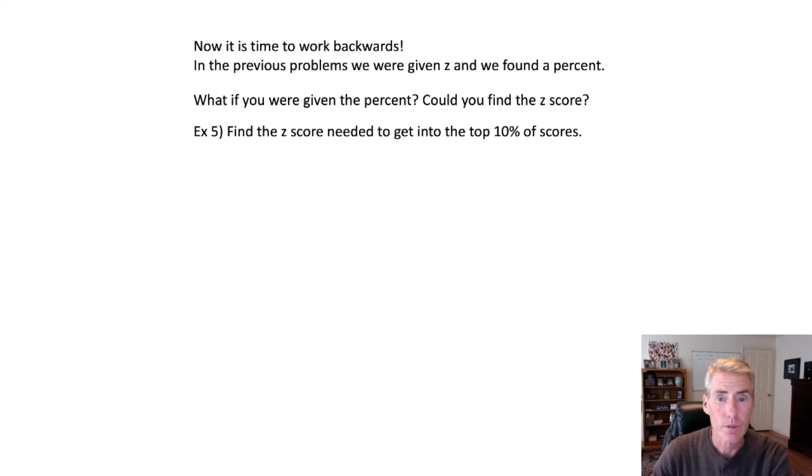So find the z-score needed to get in the top 10% of scores. So again, it's helpful to draw a picture. So I started with this 0.10 right here. That's the top 10%. And then there's a line right here that divides the top 10% from the other 90%. And the question is asking, where is this line? What does z equal?